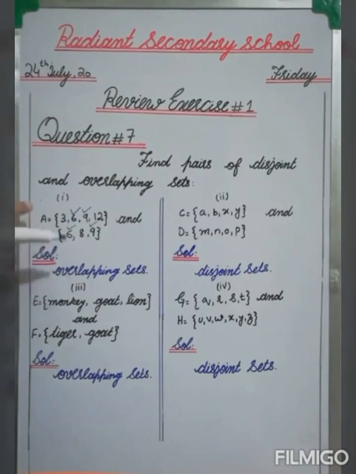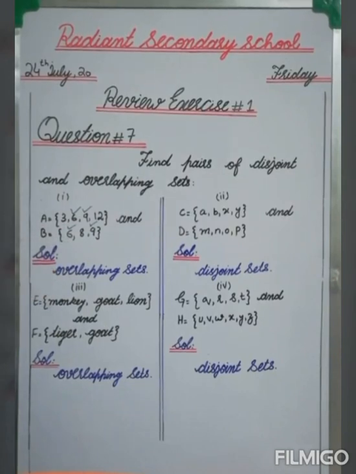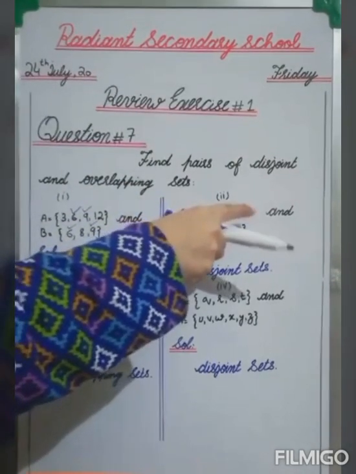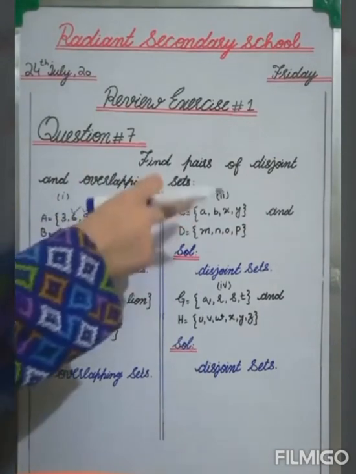So these sets A and B are overlapping sets because you can see some elements are common, like 6 and 9, and some elements are uncommon, like 3, 12 and 8. So these sets are overlapping sets. Now come to part number 2. The elements of set C are A, B, X, Y, and the elements of set D are M, N, O, P. You can see that no element is common in both sets.